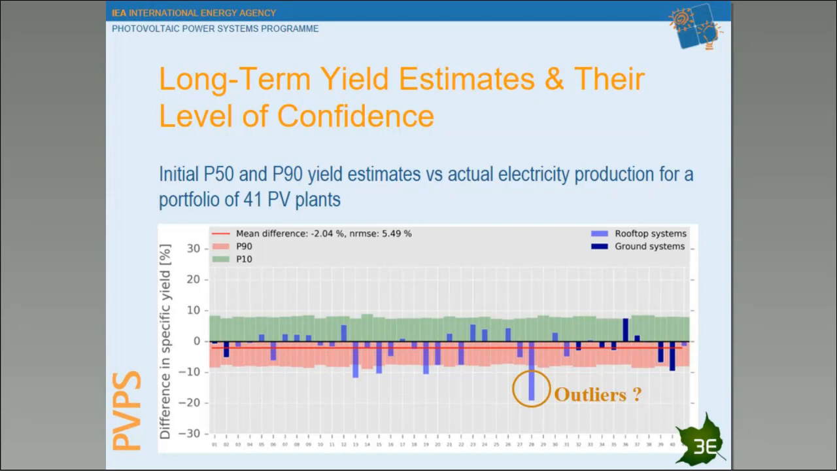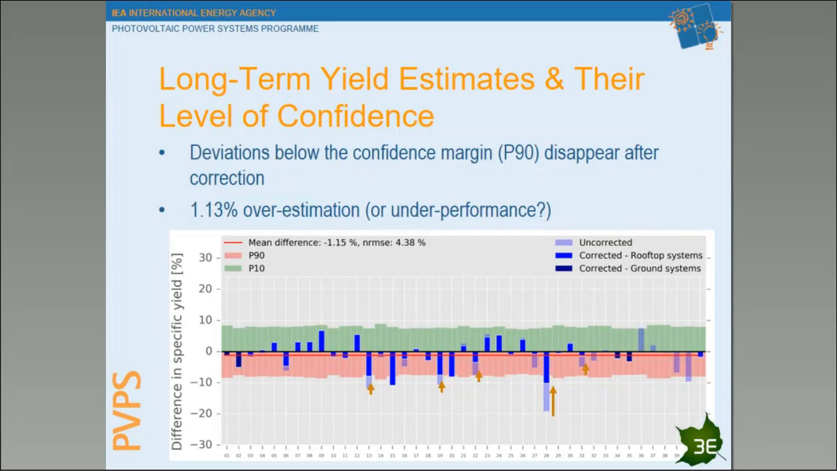You see that for most of the plants, the actual difference lies within these margins. However, we also observed some what we thought were outliers, where the differences were too high. So we investigated a bit more in detail, and we found out that for the majority of these plants, the availability was an issue.